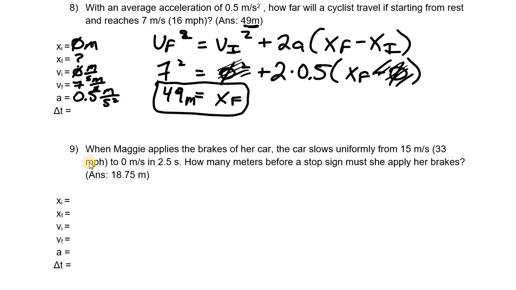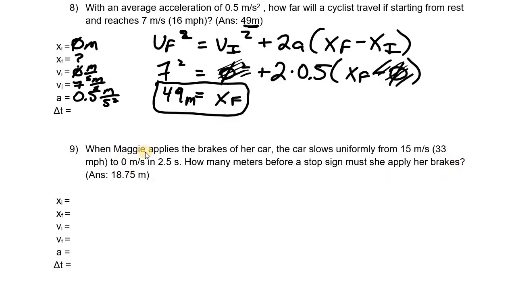Okay, so let's get into problem number 9. Number 9 says, when Maggie applies the brakes of her car, the car slows uniformly from 15 meters per second to 0 meters per second in 2.5 seconds. How many meters before a stop sign must she apply her brakes?